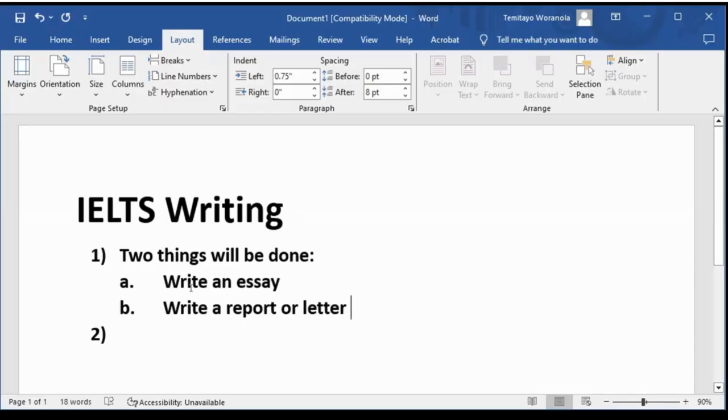If you are taking IELTS academic, you write a report. Whether it's IELTS academic or IELTS UKVI academic, you write a report. If you are taking IELTS general or IELTS UKVI general, you write a letter. That is the second.